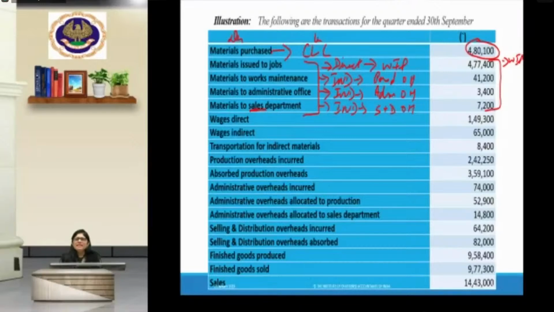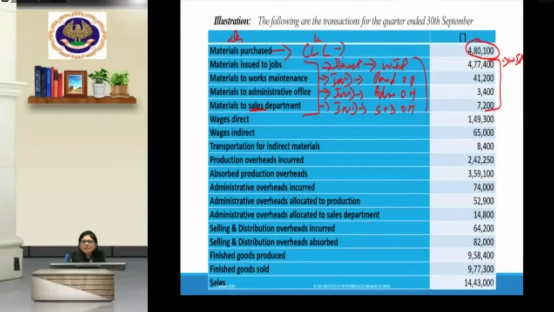So this will give you a clear idea. First, when material was purchased, we debited the material. But after that, when material is issued, whether to WIP or to works maintenance or to admin department or to sales department, it is credited. Because when we receive the material, we debit stores ledger. When we issue the material from the stores ledger, we credit the stores ledger. So first entry, my stores ledger account debit to CLC. CLC role is over now. The moment the materials are purchased, CLC role is over.